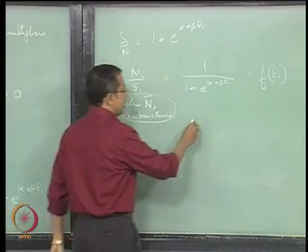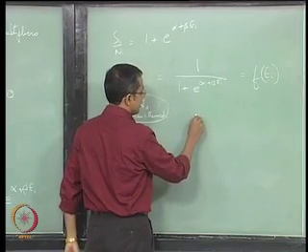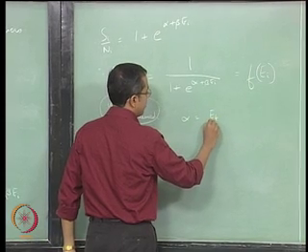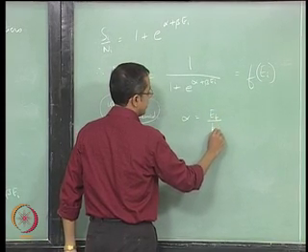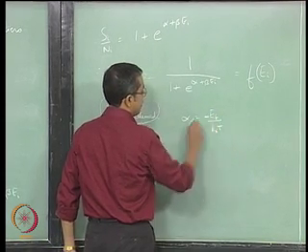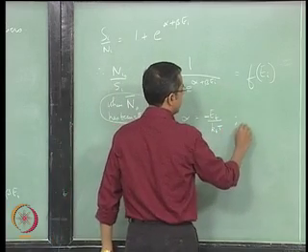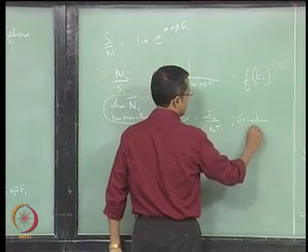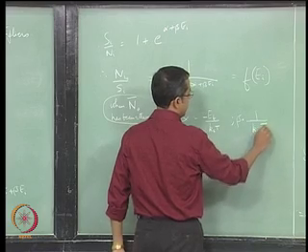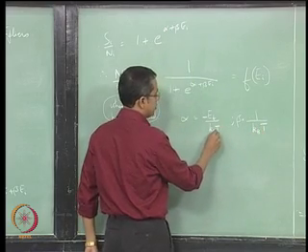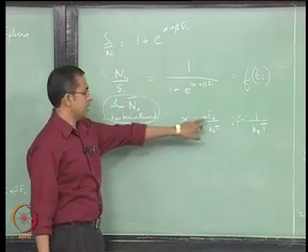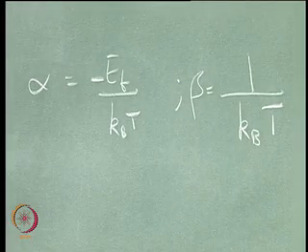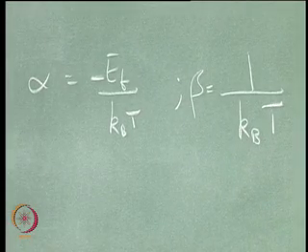This alpha and beta: alpha works out to E_F by k_B T, some constant E_F by k_B T, minus E_F by k_B T, and beta works out to 1 by k_B T, where T is temperature and k_B is Boltzmann's constant. Here E_F is a constant, so alpha is also a constant. What it represents we will see a little later.